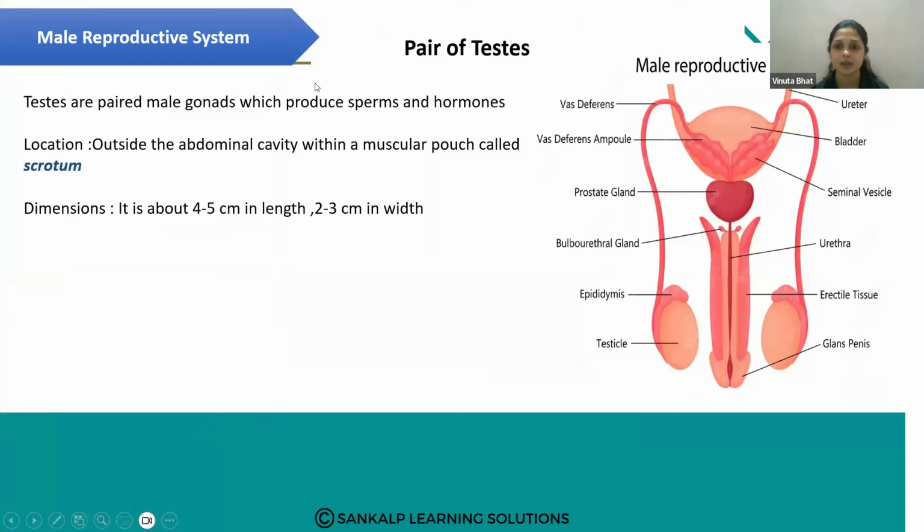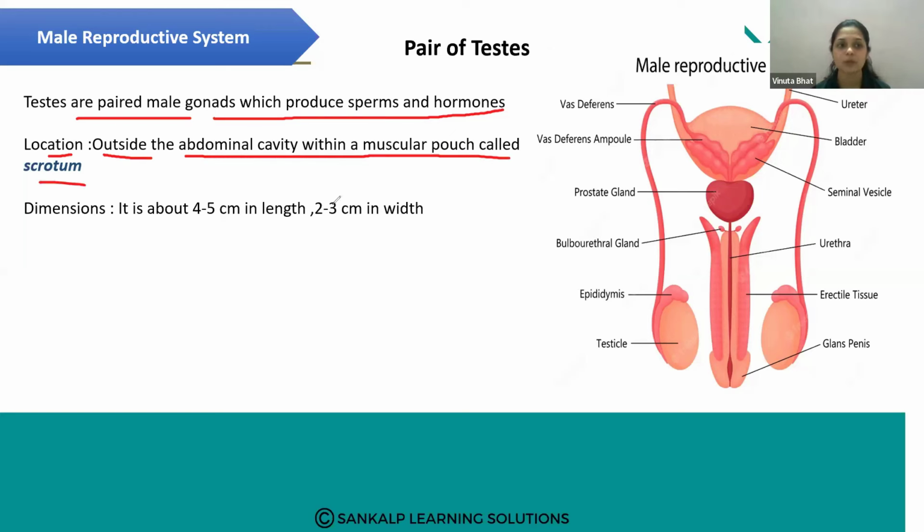This diagram is very important for your board exam. Here you can see the pair of testes. What is the function of the testes? These are the male gonads which produce the sperms and hormones. Where are they located? They are located in a muscular pouch called the scrotum, just outside the abdominal cavity.